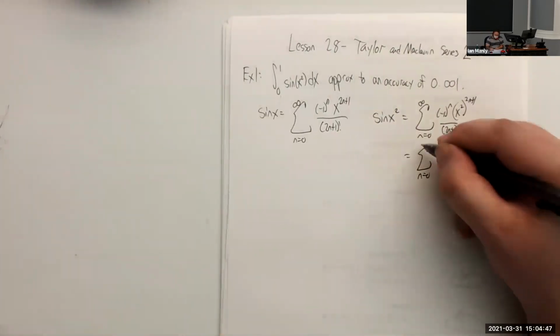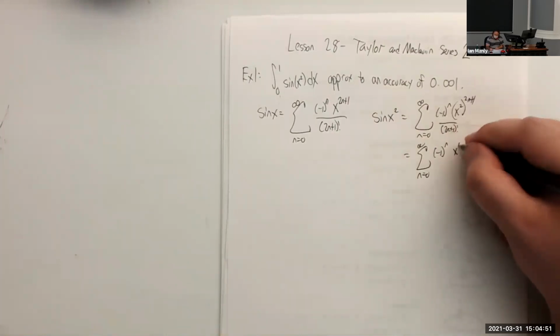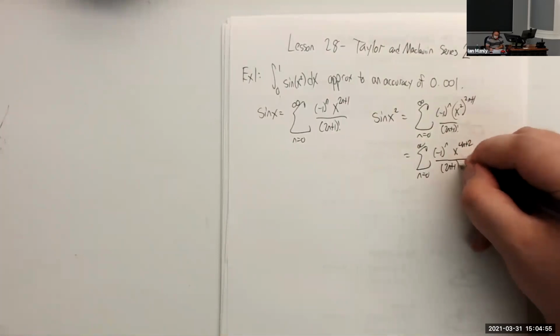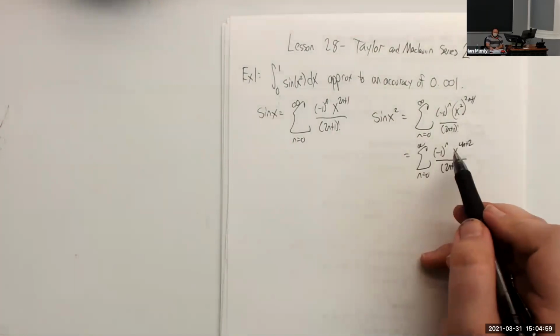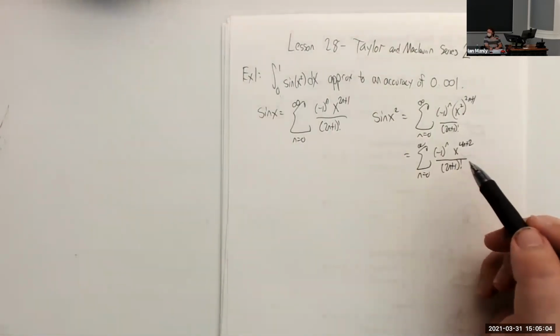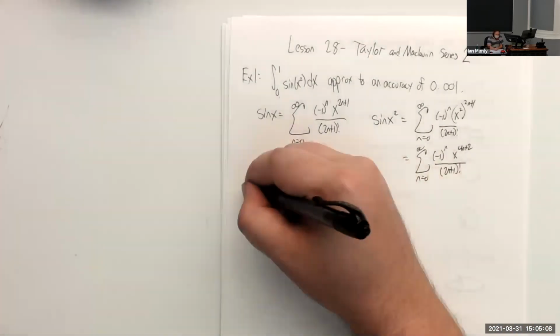But anyways, another way we could write this is negative 1 to the n, x to the 4n plus 2 over 2n plus 1 factorial. So this is going to be sine of x squared. And the interval of convergence for this will also be all real numbers here. All right, so now we have our series for sine of x squared.